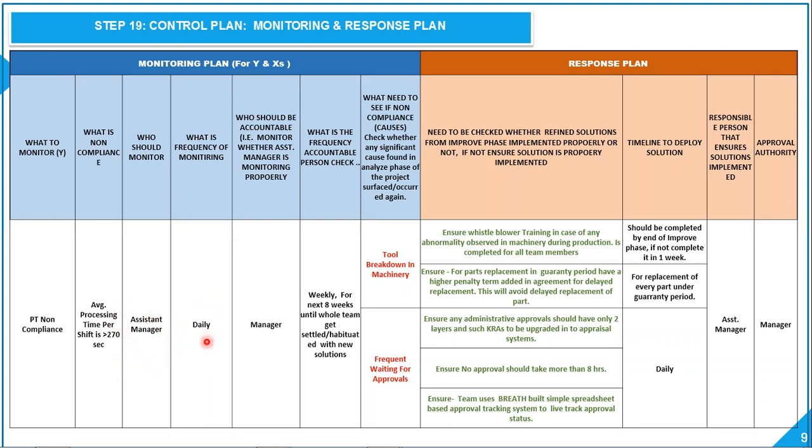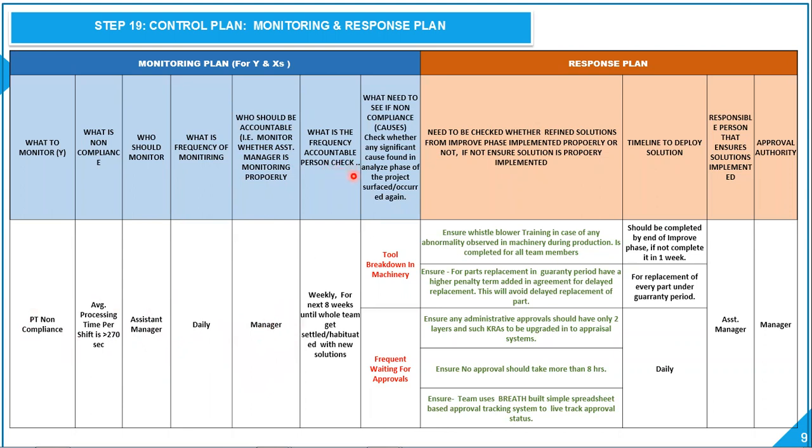And how frequently is he supposed to monitor it? On a daily basis, of course. He's supposed to monitor it on a daily basis. Next column is who should be accountable, that is, who monitors whether the assistant manager is monitoring properly or not. So the manager will ensure that the assistant manager monitors this PT non-compliance on a daily basis. So that's the responsibility of the manager, right?